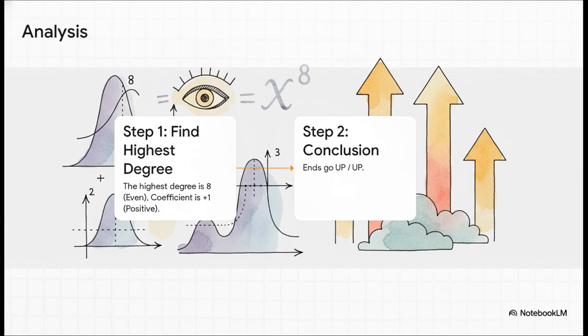So our degree is 8, that's even. And the number in front of it? Well, there's nothing there, which just means it's a +1. So we have an even degree and a positive leader. You know the drill. The ends go up/up.